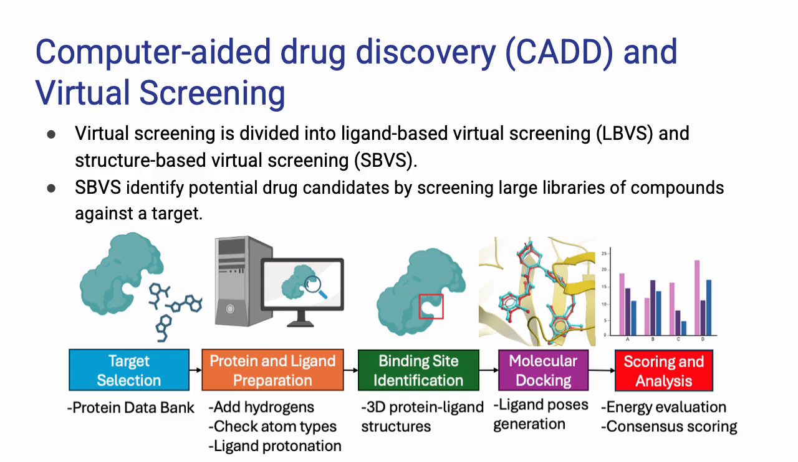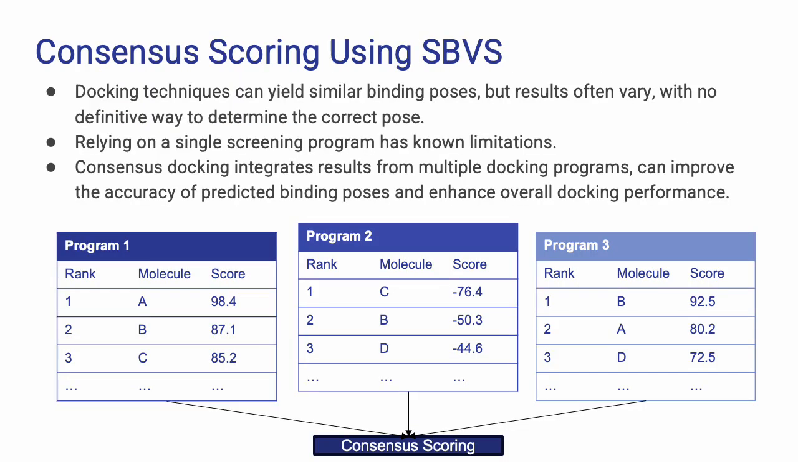A typical workflow includes target selection, protein and ligand preparation, identifying the binding site, performing molecular docking, and calculating binding scores. These scores predict how well a ligand fits into the target's binding pocket using mathematical scoring functions. While different docking programs may generate similar binding poses, their predicted scores often vary, and there's no definite way of determining the correct binding pose.